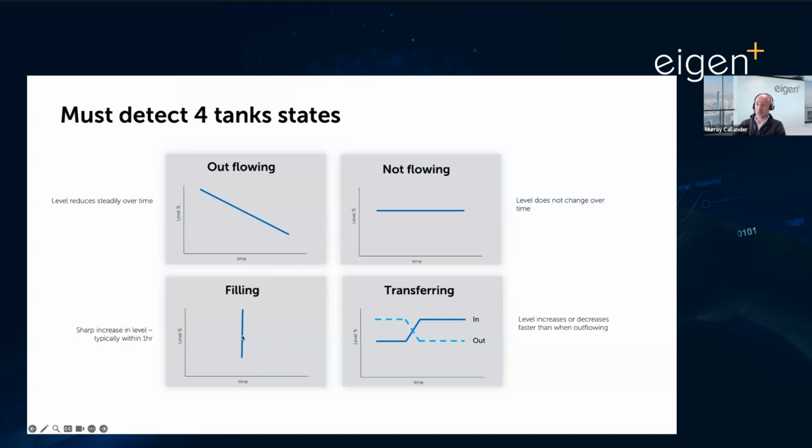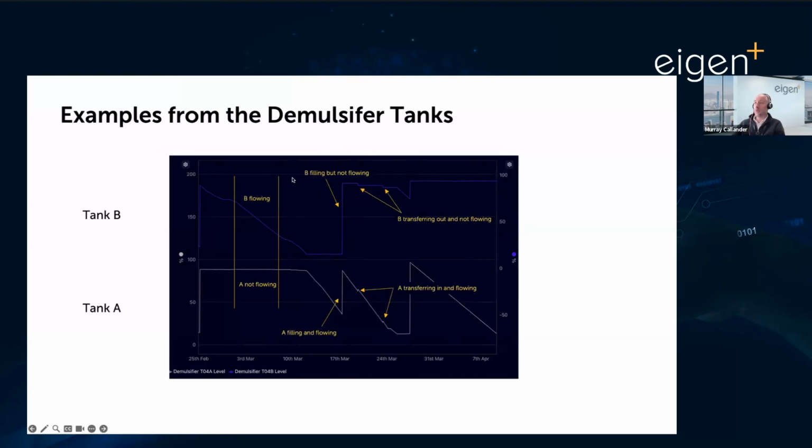The fills can happen when the tank is not flowing or when it's flowing as well. So here's an example from the demulsifier tank. You can see in this state here, tank B is flowing. The blue line is decreasing smoothly. The A tank is not flowing, it's stable. Then we get a period where B stops flowing and A starts flowing, and then there's a fill, and they're both filled. B is filled while it's not flowing, A is filled while it is flowing.